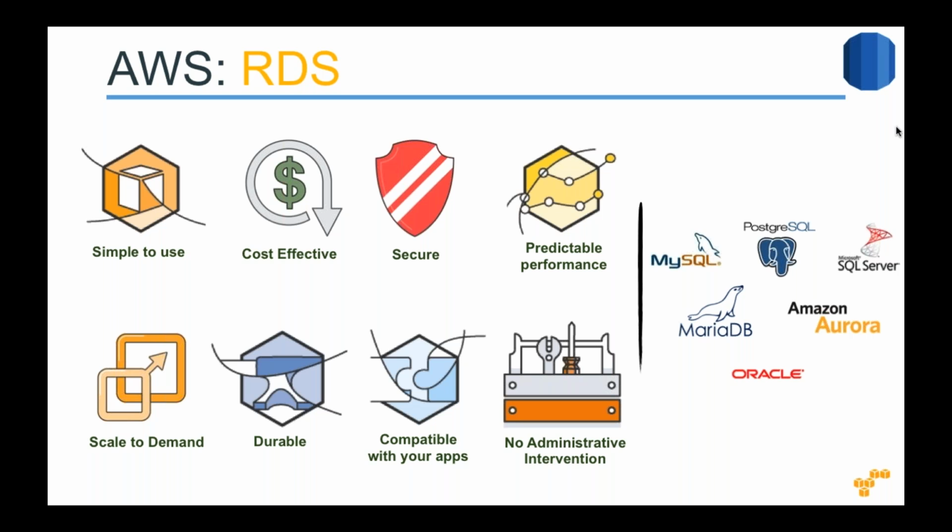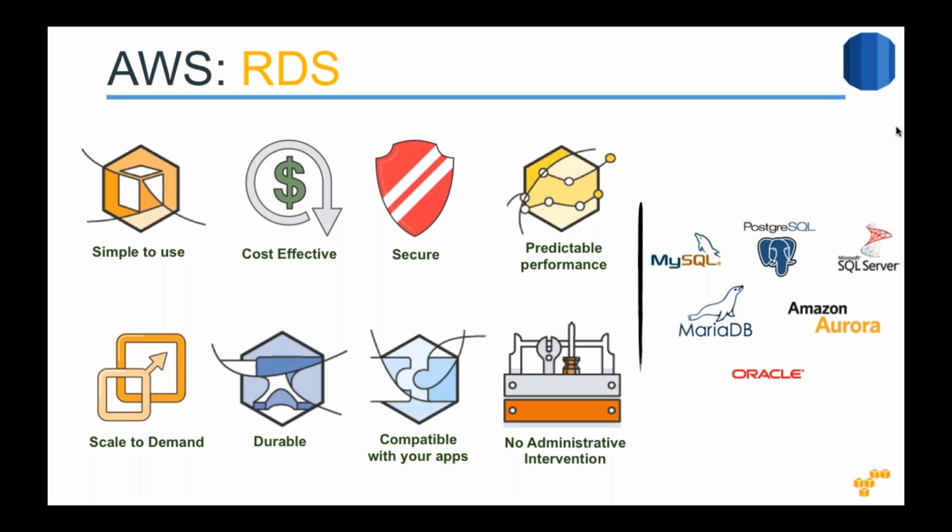Compatibility with your applications: RDS typically has a lot of hooks. It uses the engines on the right-hand side, and most applications can connect to these databases very natively. Java has a connector for almost any known database available in the market, I would say.